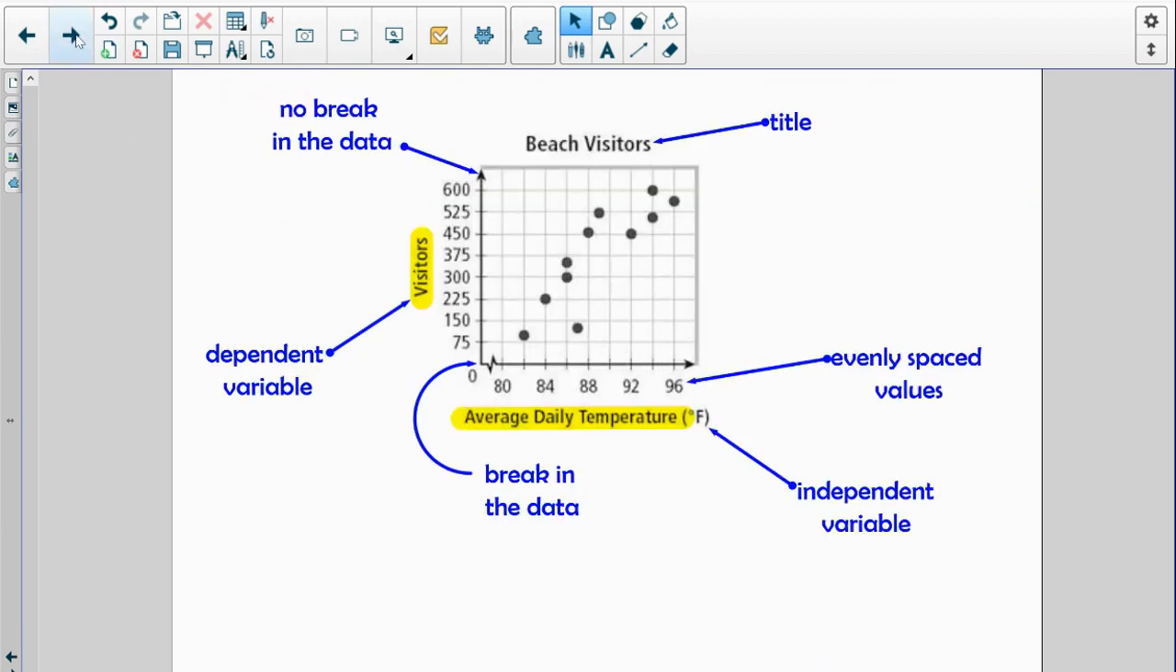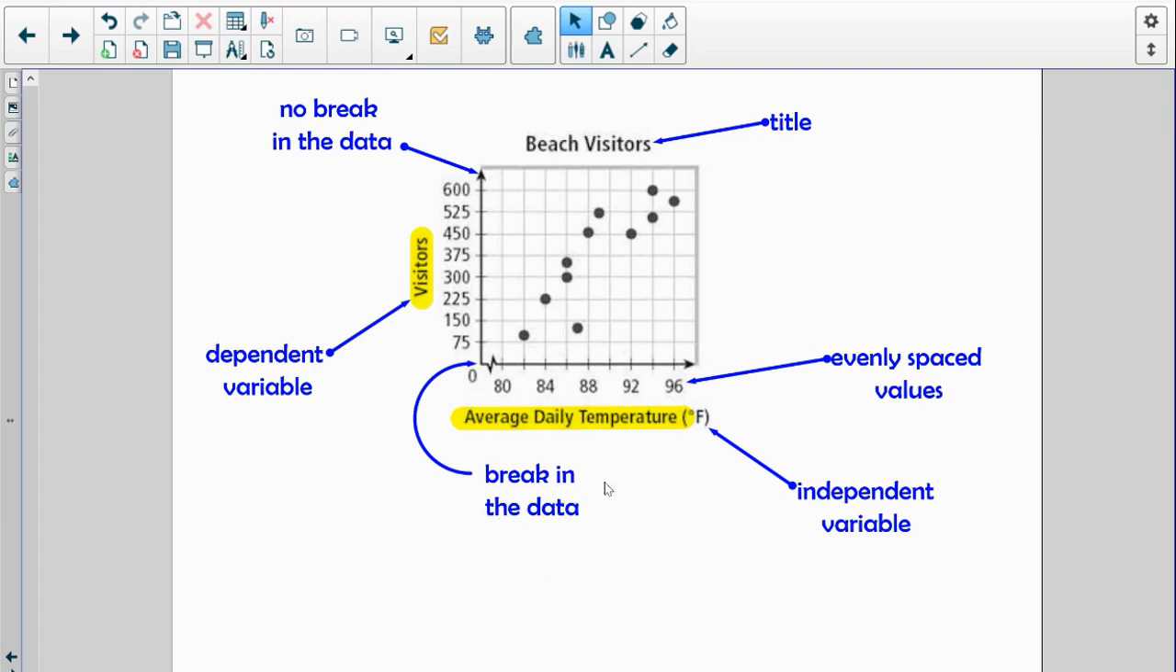So here's some more information about a standard scatter plot, something that we should always make note of when we're reading a scatter plot. The title tells us what the entire graph or scatter plot is talking about. In this case, we're talking about beach visitors. Then we have our two variables. Again, the independent variable is along the x-axis, average daily temperature. The dependent variable is the number of visitors, that's on your y-axis.